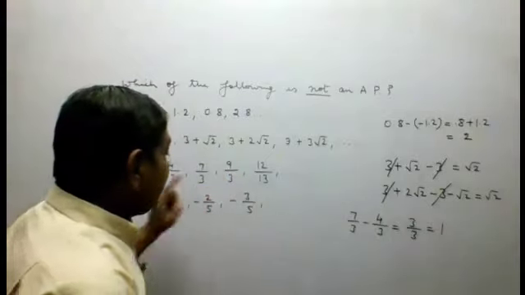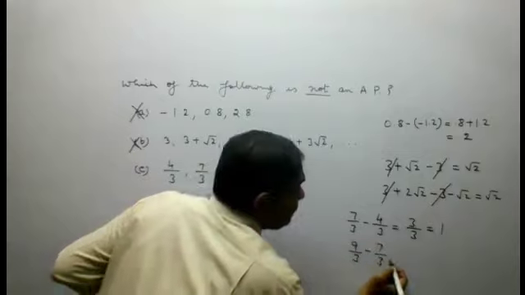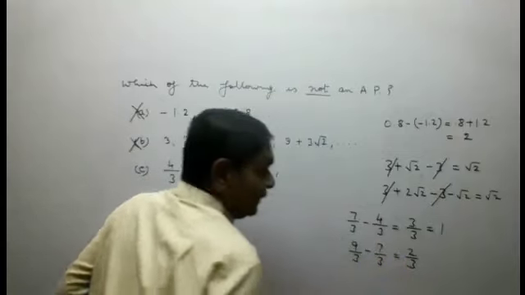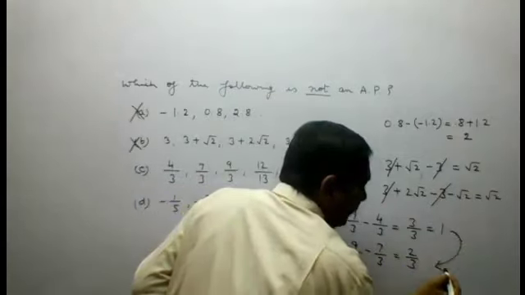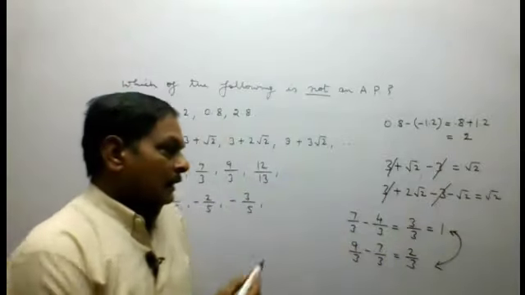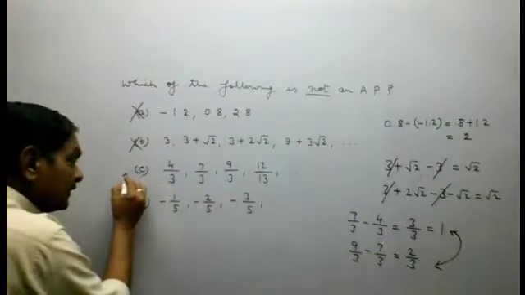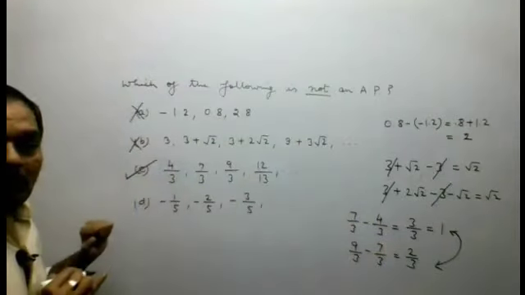Again, 9 by 3 minus 7 by 3 gives me 2 by 3. Both are not the same. That is, the common difference is not equal and hence it is not an AP. So this is our correct option.